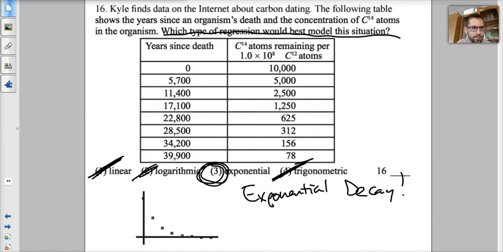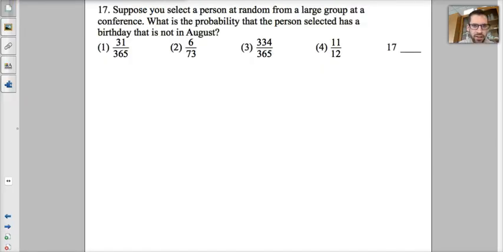There we have it. All right, this is my second time doing question 17. I actually made an error the first time and just caught it, so I'm going to do it again. All right, so here it says you select a person at random from a large group at a conference, just one person. What's the probability that the person selected has a birthday that is not in August? So my first thought was, well, if it's not in August, it could be any of the other 11 out of 12 months. But then I realized that not all of the months have the same number of days, so I have to do this by days.